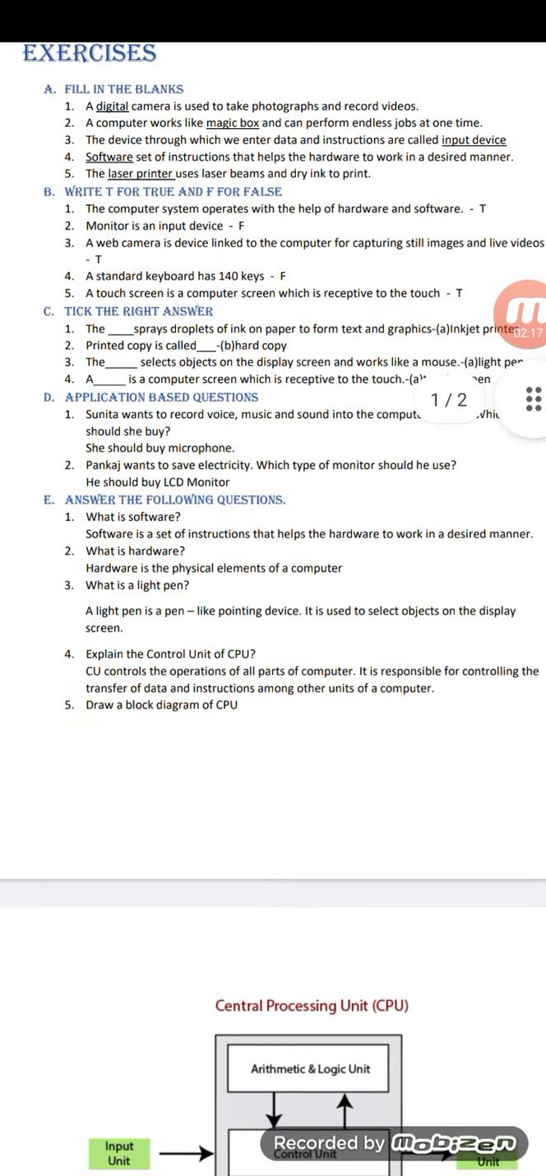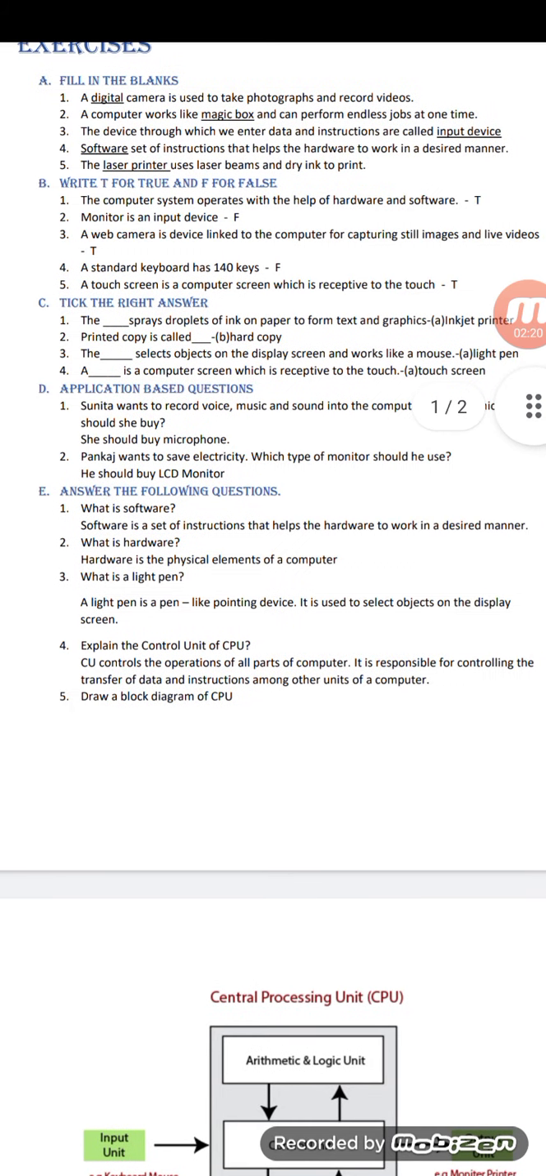A web camera is a device linked to the computer for capturing still images and live videos. True. A standard keyboard has 140 keys. That is false. How many keys are there for a standard keyboard? Okay, go and check. That is in your textbook page number 6.